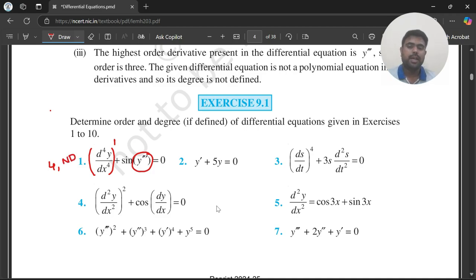Coming to the second question, the first order derivative y dash is dy by dx, so we have only the first order derivative with power 1. So the order is 1 and the degree is also 1. Coming to the third question, we have ds by dt of order 1 and d square s by dt square of order 2. The highest order is 2, so the order is 2, and the power of this is 1. Suddenly you may see a power 4 there, but no, we do not need the highest power, we need the highest power of the highest order derivative. Which is the highest order derivative? This one. What is its power? 1, so the degree is going to be 1.